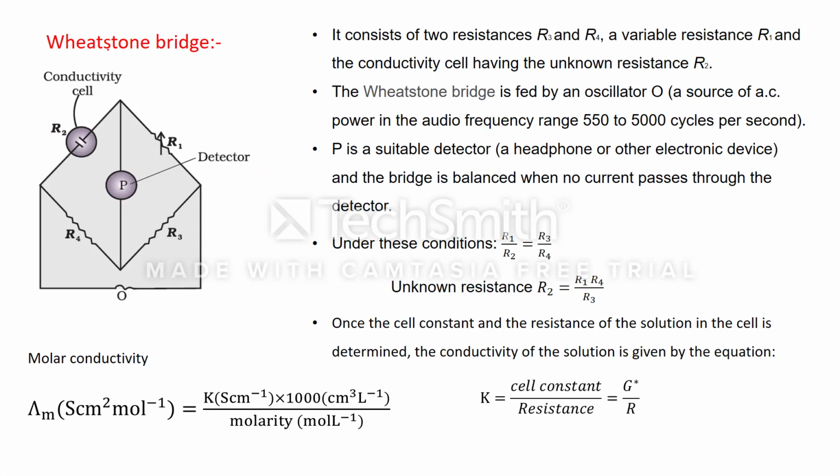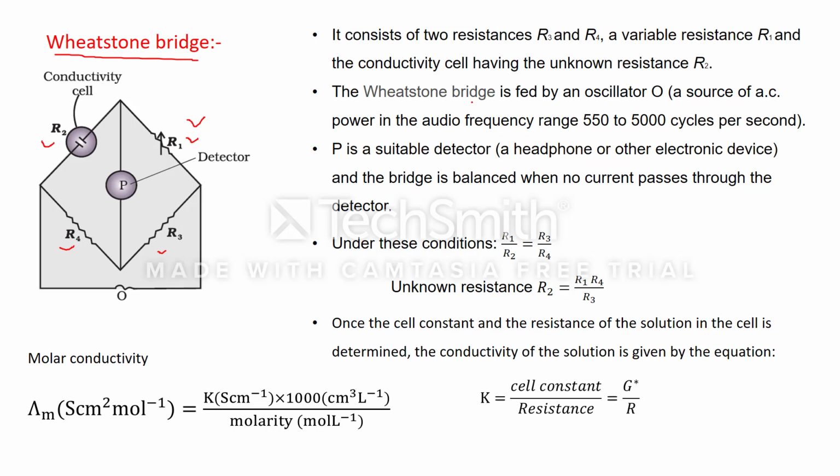Now, how can we determine the resistance? This can be determined by using the Wheatstone bridge. Now see, this is the setup for the Wheatstone bridge. There are four arms. These are R4 and R3, the known resistances. R1 is the variable resistance, and this R2 is the resistance of the unknown electrolyte taken in the conductivity cell.